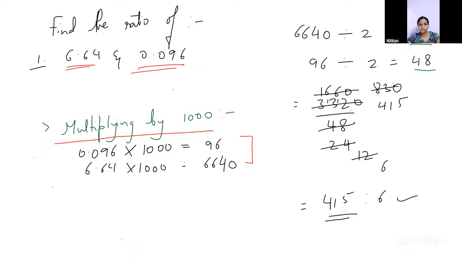Ma'am, I'm just going to use the multiplying by 1000 method. I suggest you all use the multiplying by 1000 method. It is easy. Multiply by 1000, then divide by a common number and obtain the ratios. If they are still cancelling with each other, cancel and then find out the final ratio. Four one five is to 6.